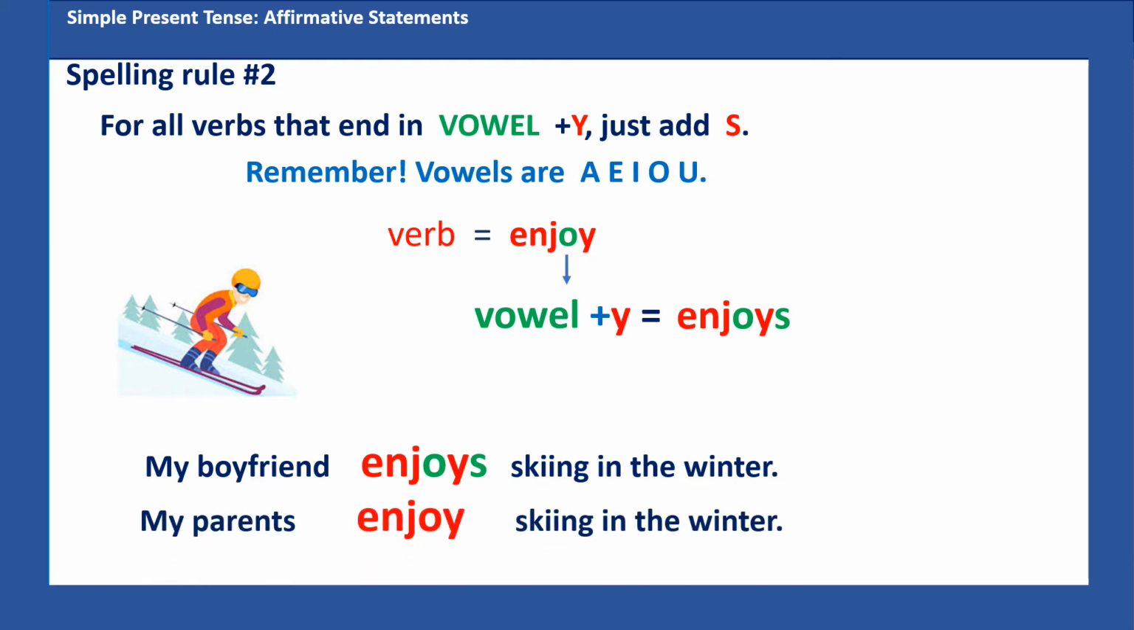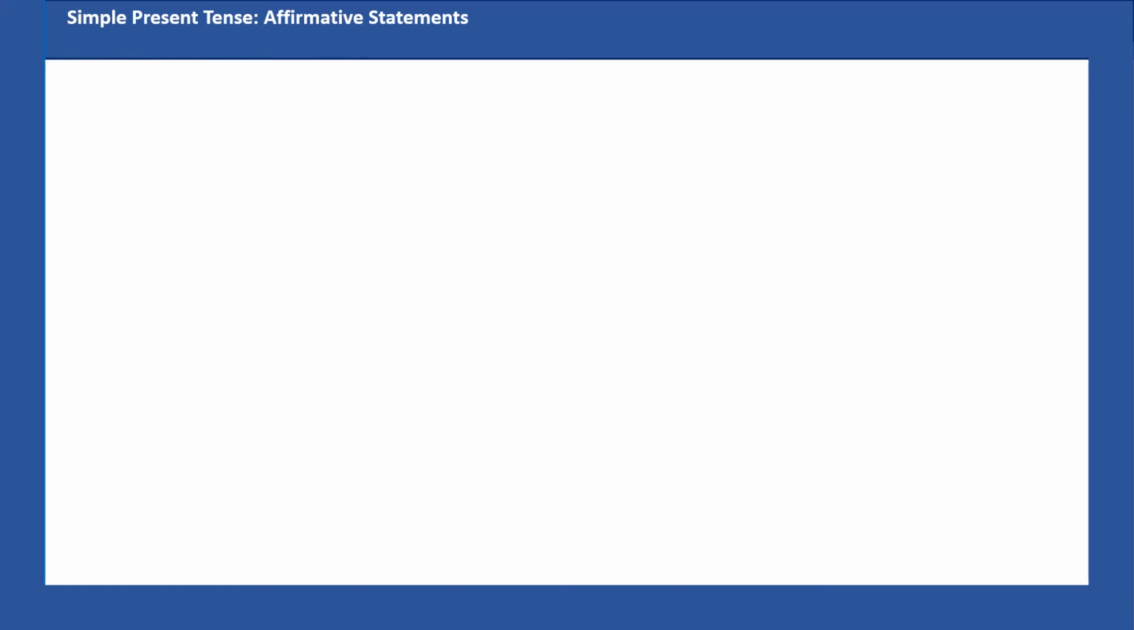Now, let's look at this sentence. My parents enjoy skiing in the winter. Do we have an S? No S. Because what's the subject? Parents. So parents are two people. So what is the subject pronoun for parents? They. They enjoy skiing in the winter. If you want to say I, what is the verb? I enjoy. You enjoy. He enjoys. She enjoys. We enjoy. They enjoy.